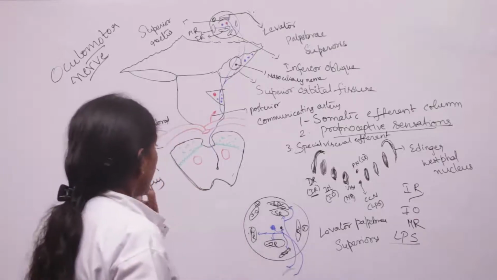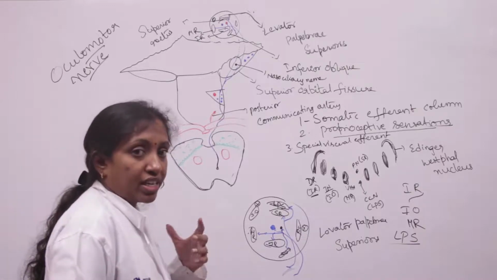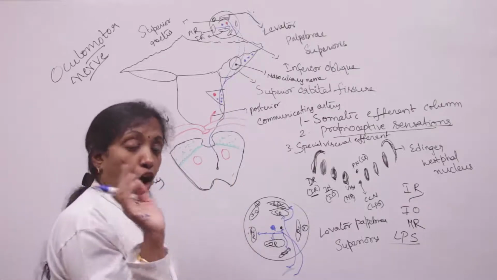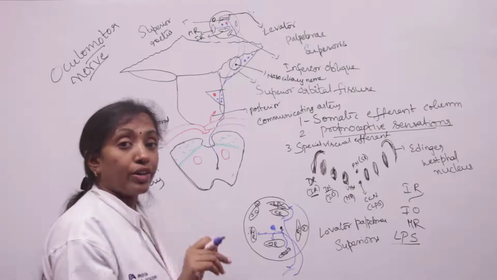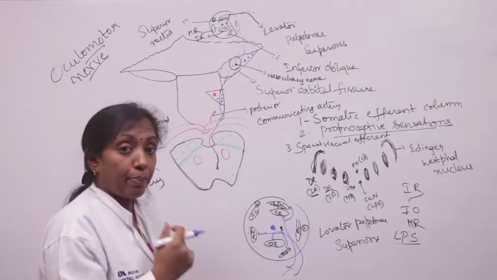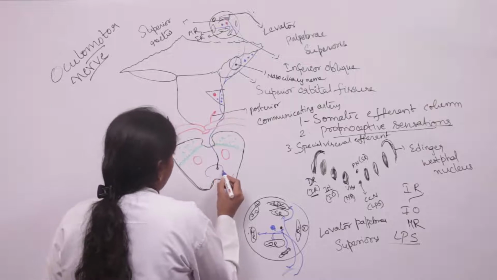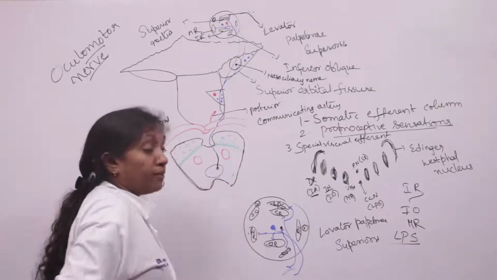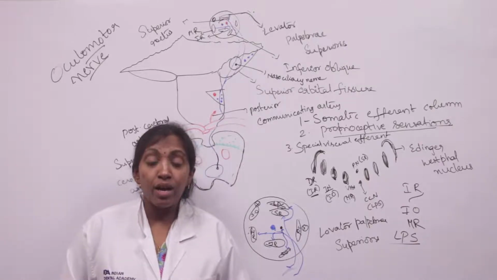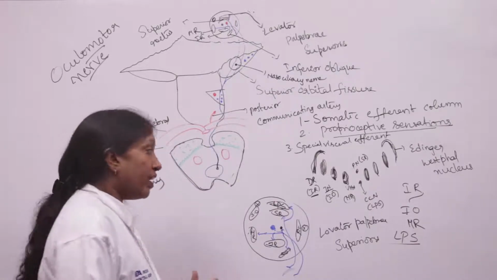Okay, so from the nuclear complex, the fibers undergo a series of lateral curves and they pass. Where is the nucleus of the oculomotor nerve situated? The nucleus of the oculomotor nerve is situated in the ventromedial part of the central periaqueductal grey matter of the midbrain at the level of the superior colliculus. So the oculomotor nucleus is situated in the ventromedial part of the periaqueductal central grey matter of the midbrain at the level of superior colliculus.